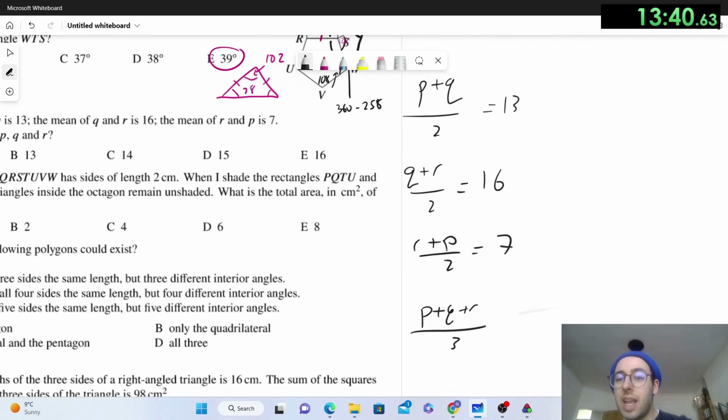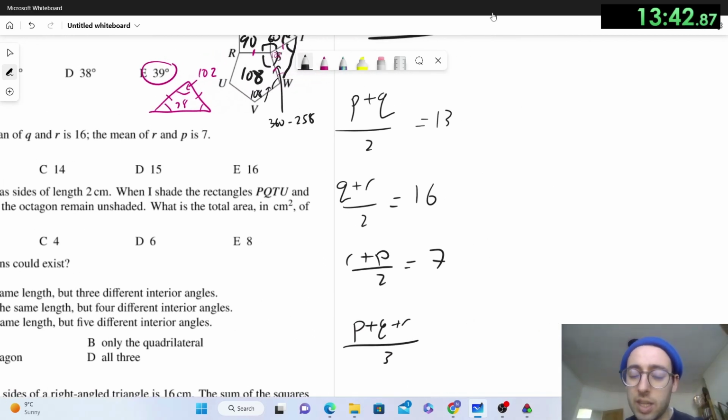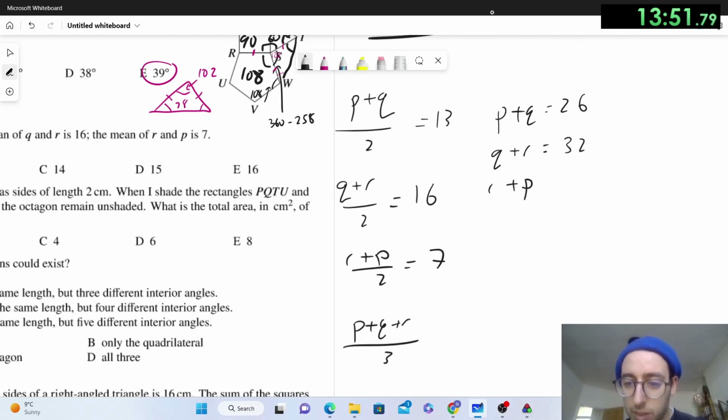This is one of those classic math challenge simultaneous equations questions. So I times everything by 2. P plus Q equals 26. Q plus R equals 32. R plus P equals 14. The most classic math challenge question ever.